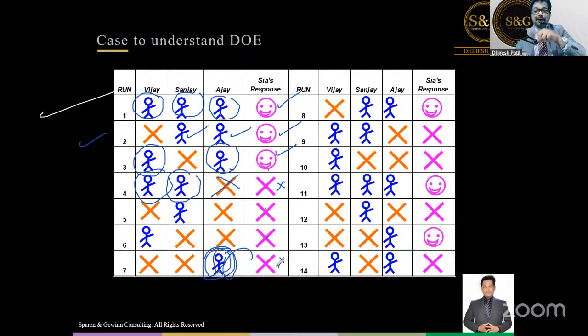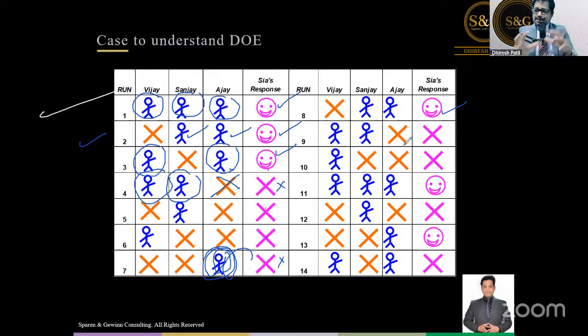And then the experiment continues. Sanjay and Ajay went, she smiled. Again Vijay and Ajay, and this continues. Now what happens is, because in some cases Sia's smile was not there, it was not a clear-cut understanding of who the person is.